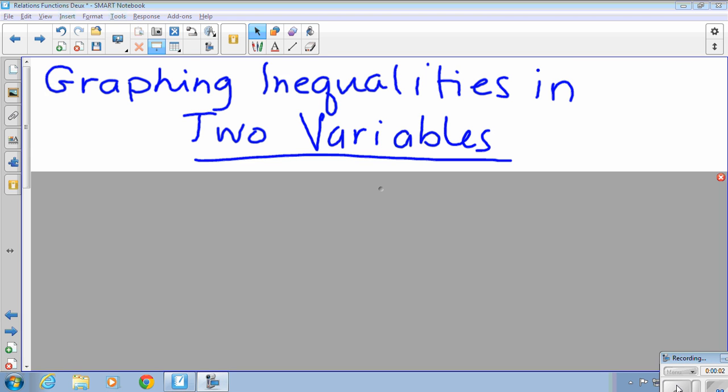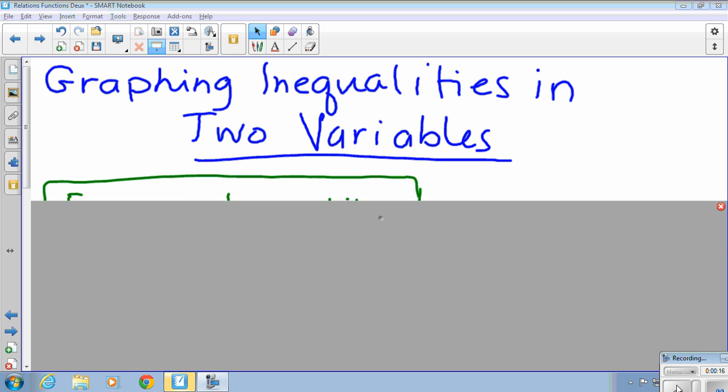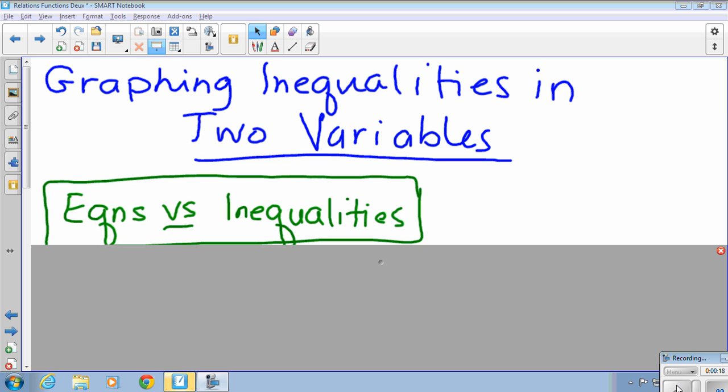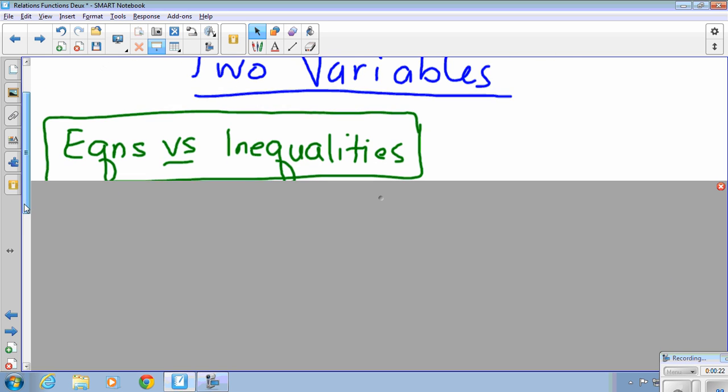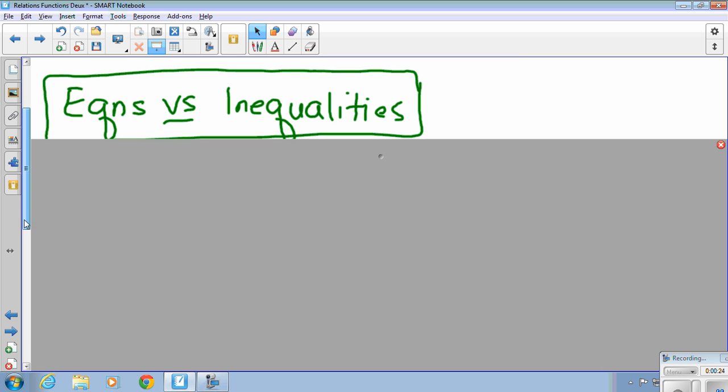Today's lesson starts us graphing inequalities in two variables. Now last year in grade 10 we would have graphed in one variable just on a number line, but now we're going to be graphing inequalities that contain both an x and a y variable. We're going to start off by refreshing our memories on the differences between equations and inequalities, because they are a lot different when we talk about these in math.